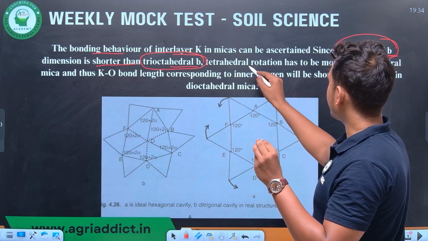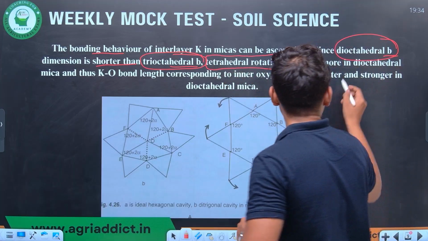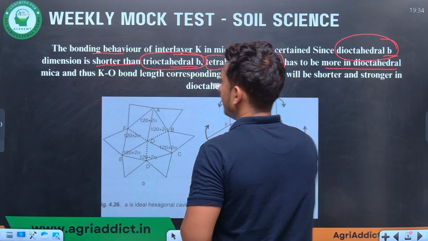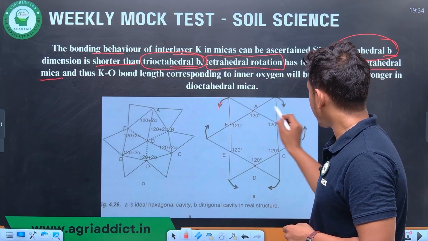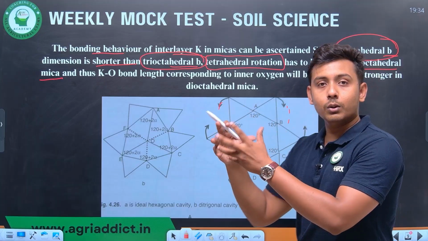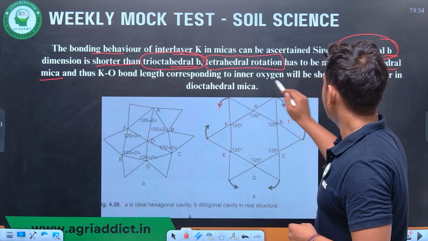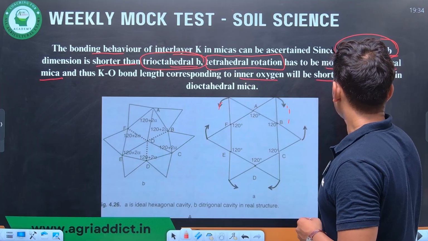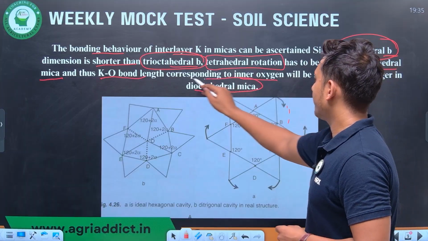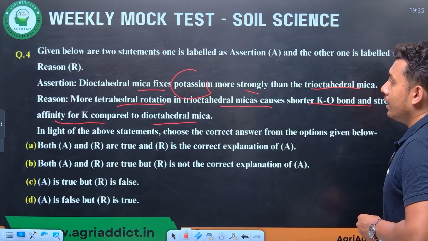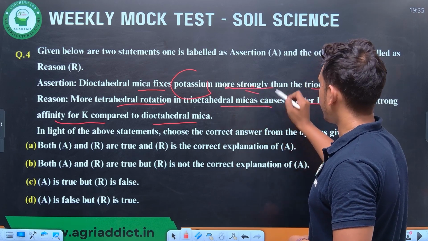So what happens? The tetrahedral rotation is more in the dioctahedral mica. So in dioctahedral mica, the tetrahedral rotation will be more. When the rotation is more, the distance from the potassium to the inner oxygen will be shorter. That means the K-O bond length will be less in the dioctahedral mica. So what was the option there? Dioctahedral mica fixes potassium more strongly. It is true, yes, more strongly than the trioctahedral.